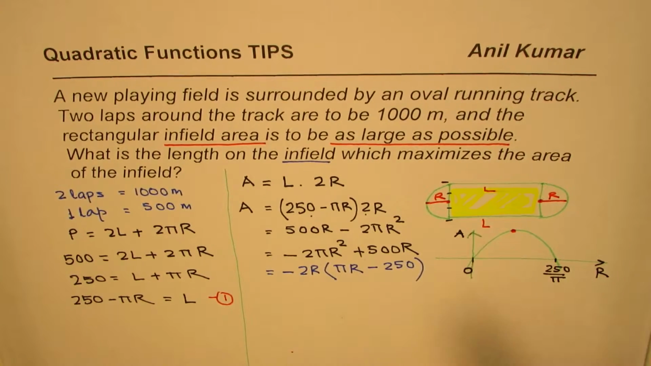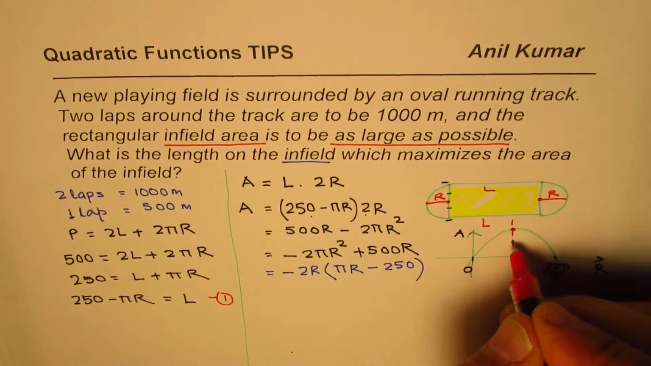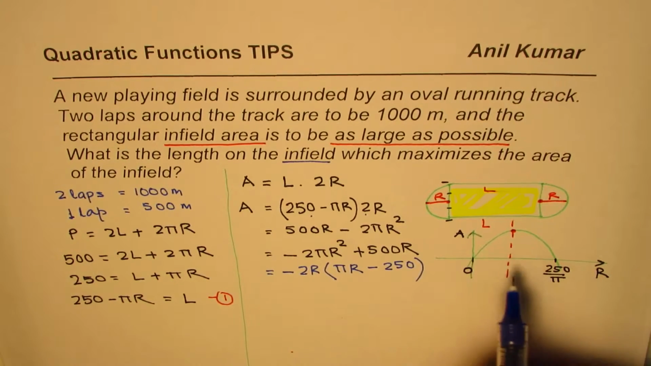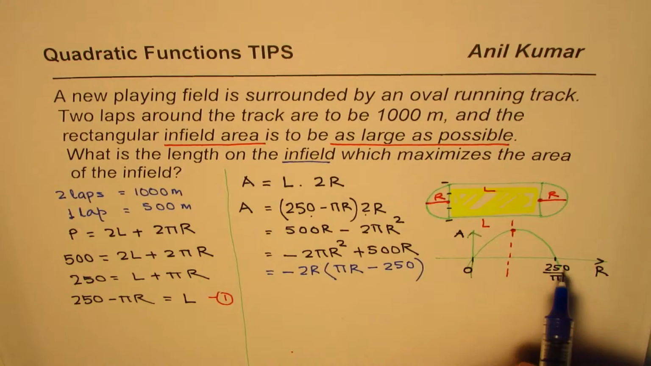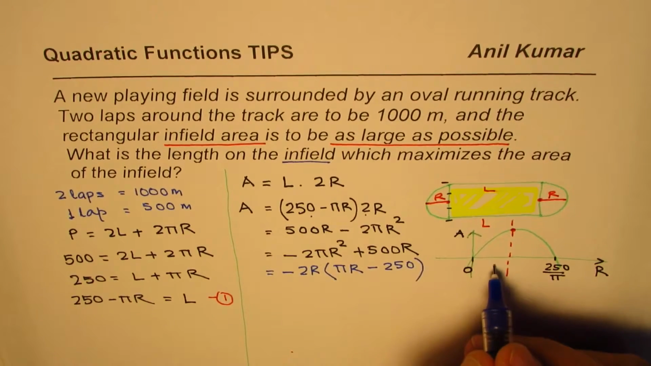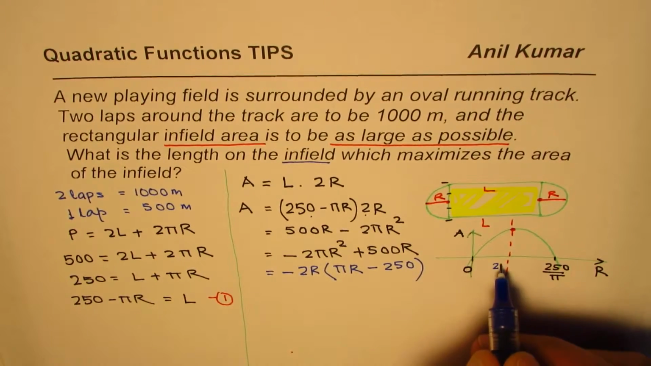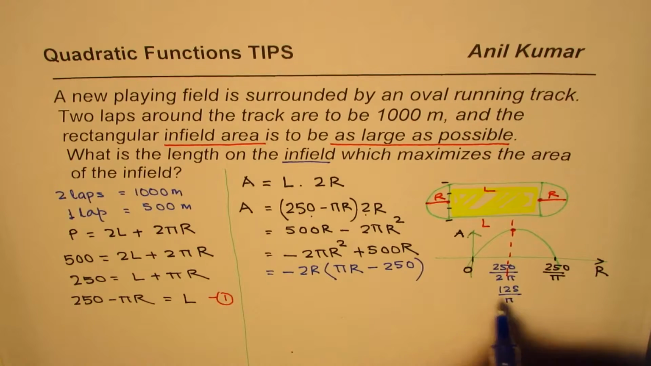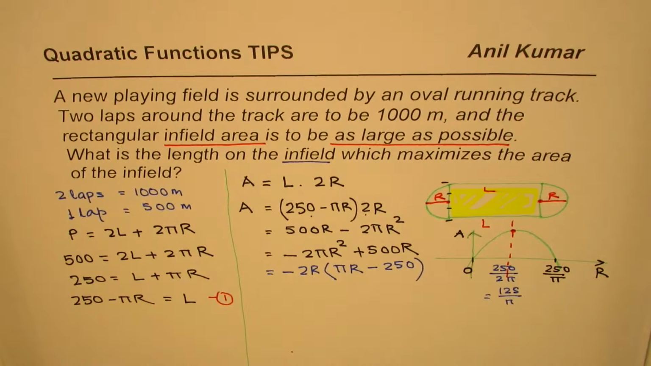Now, the vertex will lie right at the center. That is how you find the maximum point when the quadratic equation is given in factored form. So the center point will be the average of these two. We add them up and divide by 2. So we get 250 over 2 pi, which is the same as 125 over pi. Is it okay? So that is how we get the value of r, correct?